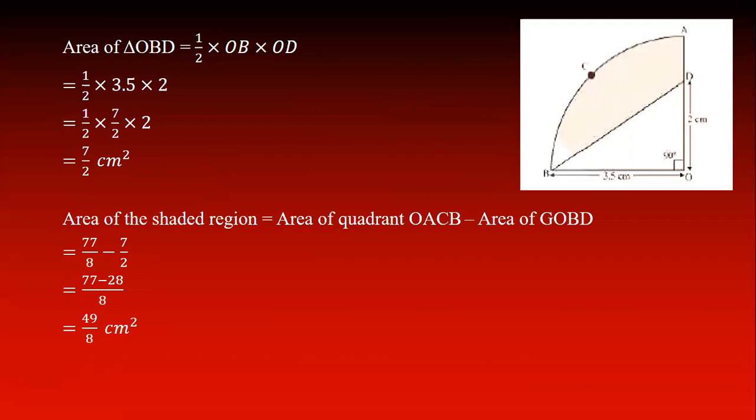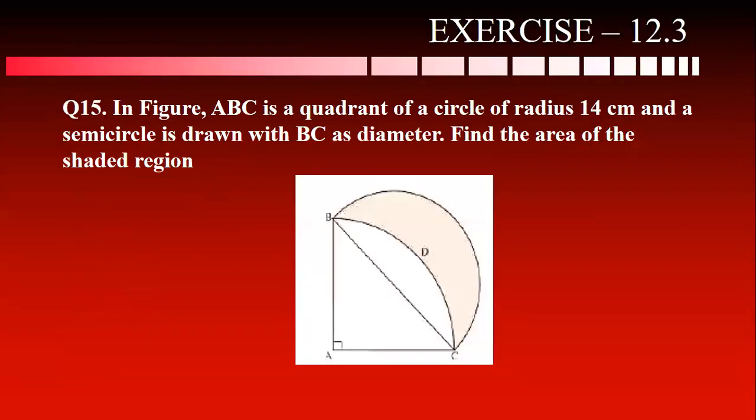Now we have to find the area of triangle OBD, half base into height, which is half OB into OD. When we substitute, we get 7 by 2 centimeter square. Then area of the shaded region will be equal to area of quadrant OACB minus area of triangle OBD. So when we substitute, we get the answer 49 by 8 centimeter square.